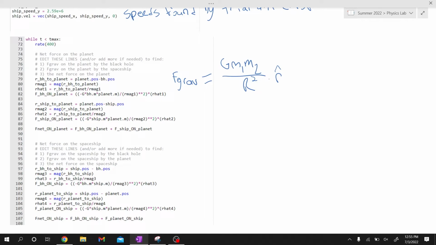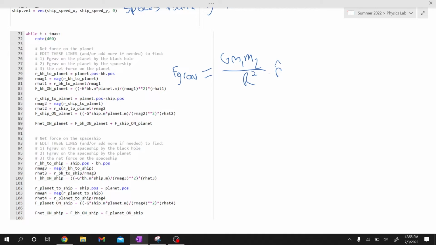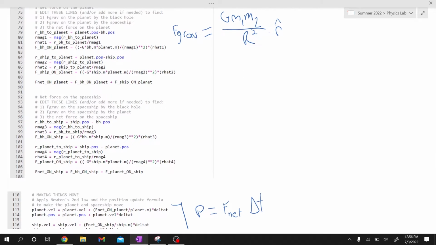We know that the force of gravity is equal to, again using the force of gravity equation, we solve for the force of gravity acting on each object. Our first section focuses on finding the force of gravity on the planet by the black hole and on the planet by the spaceship. Our second section focuses on finding the force on the ship by the black hole and by the planet on the ship.